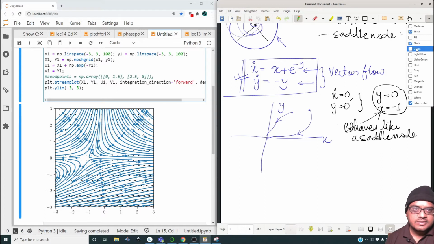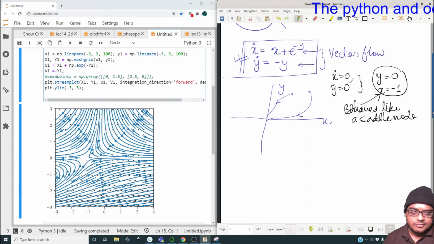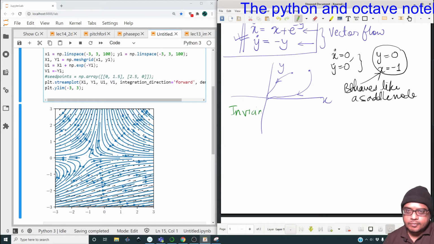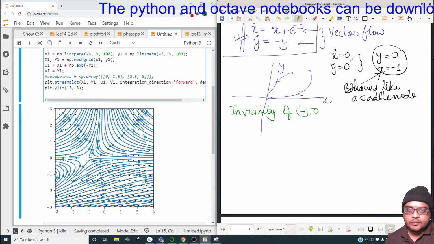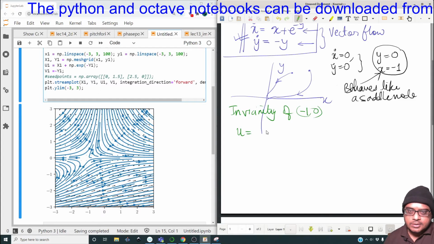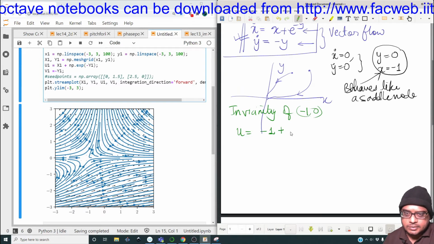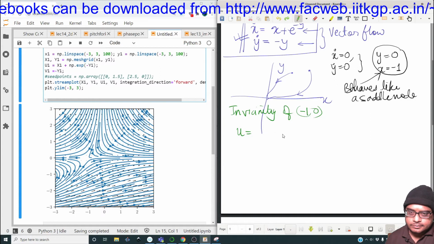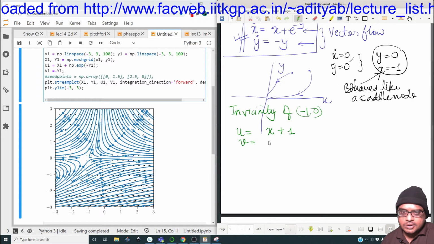So saddle node implies that one eigen direction towards it is stable and the other is unstable. So let us look deeply into the structure of the vector field in the vicinity of the fixed point. Actually it is minus 1 comma 0. Okay, so let u be x plus 1 and v be equal to y.